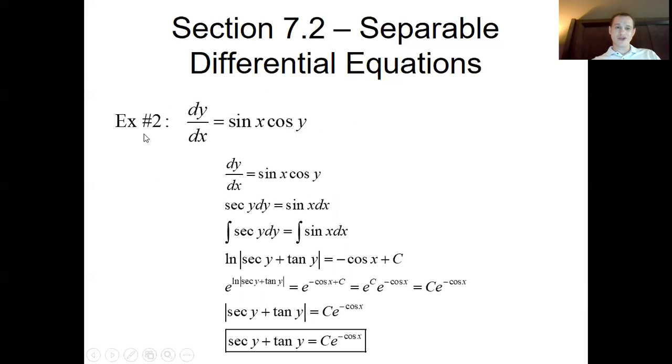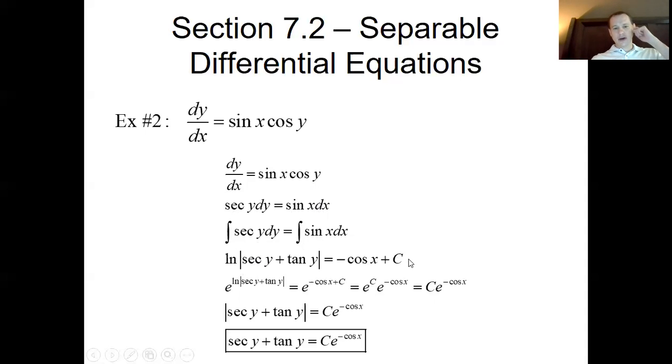So dividing by a cosine of y gives you a secant y on this side. So you got secant y dy. On this side, you multiply by dx on both sides, so you have a sine x dx. Slap an integral on these things. The integral of secant y with respect to y is the natural log of the absolute value of secant y plus tan y. Over on the other side, the integral of sine is negative cosine, so negative cosine of x plus a constant.